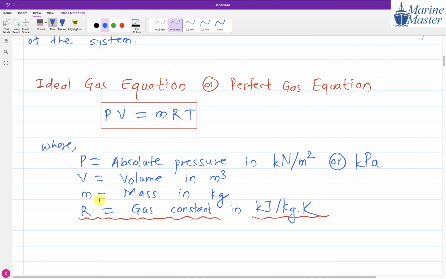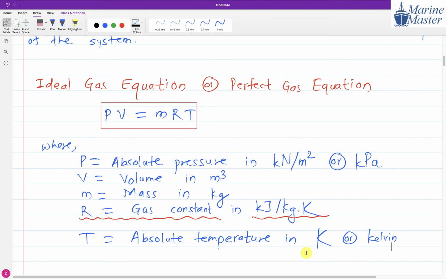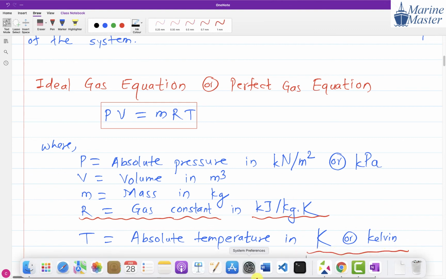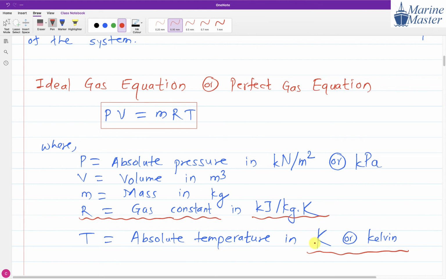Then we will have capital T. Capital T stands for absolute temperature. Whenever we say absolute temperature, its unit must be Kelvin, capital K. Don't say degree Kelvin. Earlier days we used to say degree Kelvin, but now we will say simply Kelvin. We can say degree Celsius, but here we will say only Kelvin.